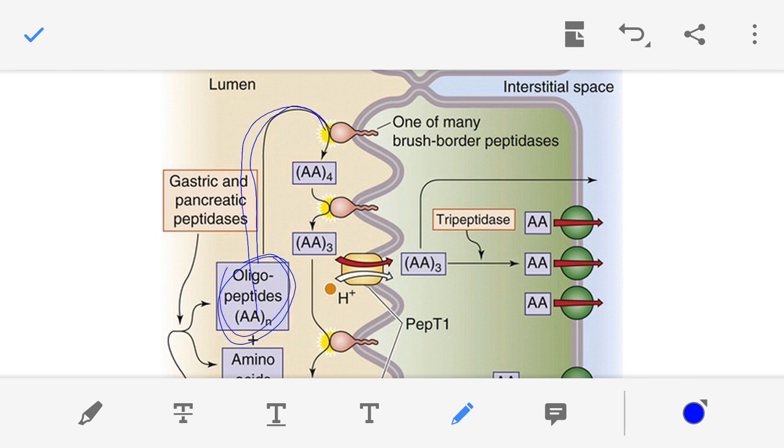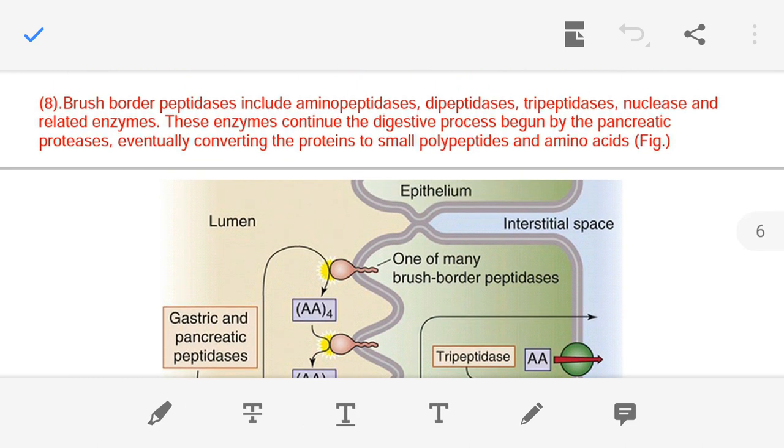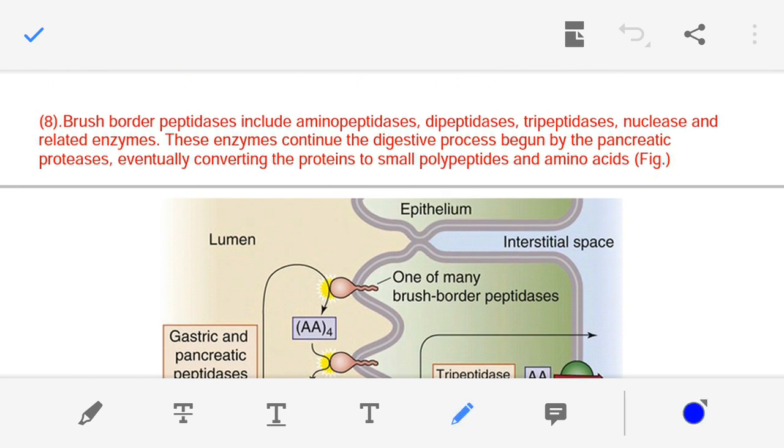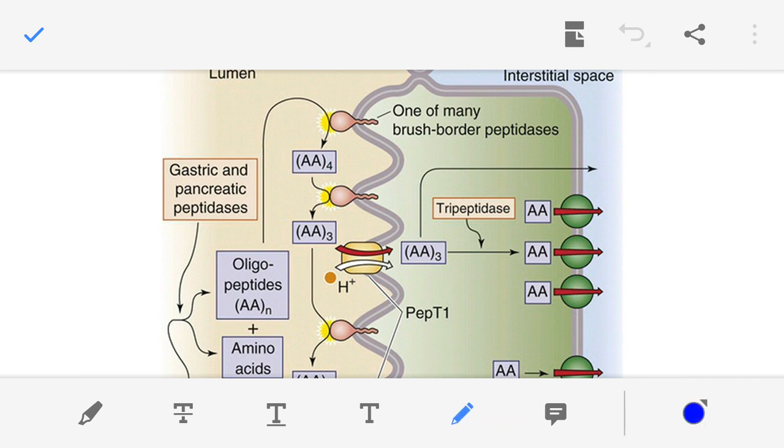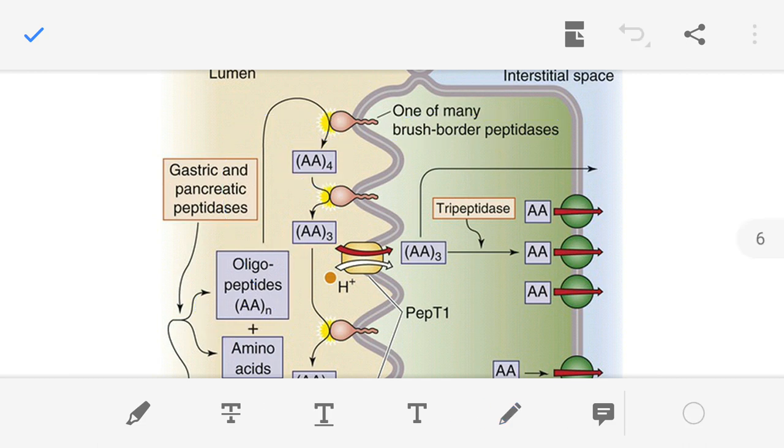This oligopeptide is acted upon by brush border peptidase. Which are the brush border peptidases? Now we know the names: aminopeptidase, dipeptidase, tripeptidase, nuclease, and some other related enzymes. These are the brush border peptidases, and what they do is that this oligopeptide goes on the surface of the peptidase. Now the oligopeptide is converted into AA4.